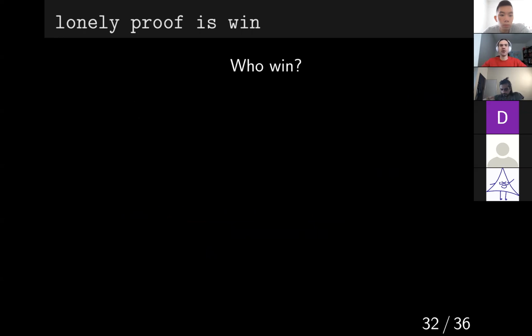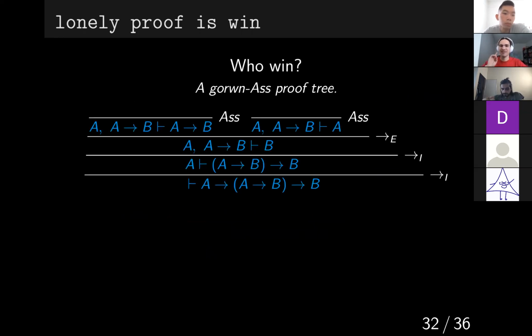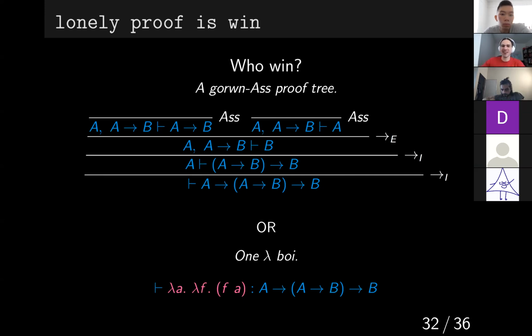So now I ask, who wins? A grown-up proof tree, or one lambda boy? This is how we were encoding proof trees at the start, using this full notation. And if we accept that type descriptions can be inferred from the typing judgment, then this term right here just encodes the proof.